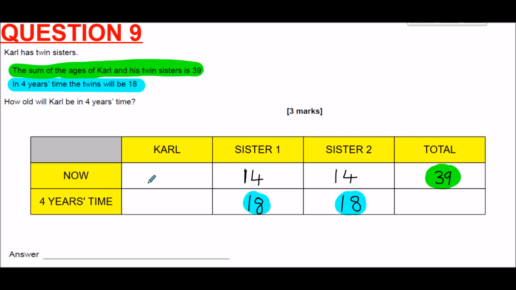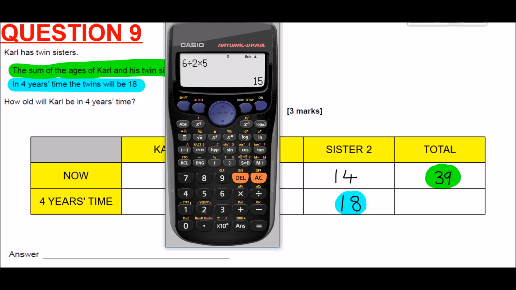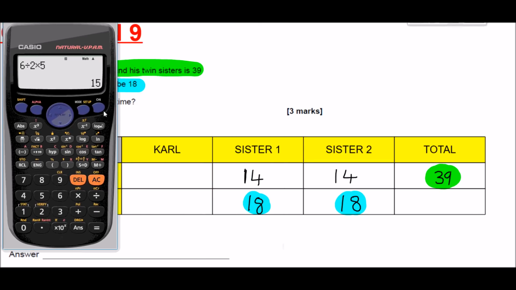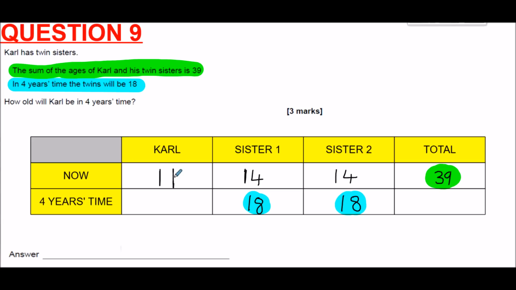And so the total of their ages right now is 39. And so both the sisters, when you add their ages together, 14 plus 14 is 28. And so Karl's age right now must be 39, take away each of his sisters' ages. So Karl right now must be 11 years old. As a double check, you could just try 11 plus 14 plus 14 and you'd get 39.